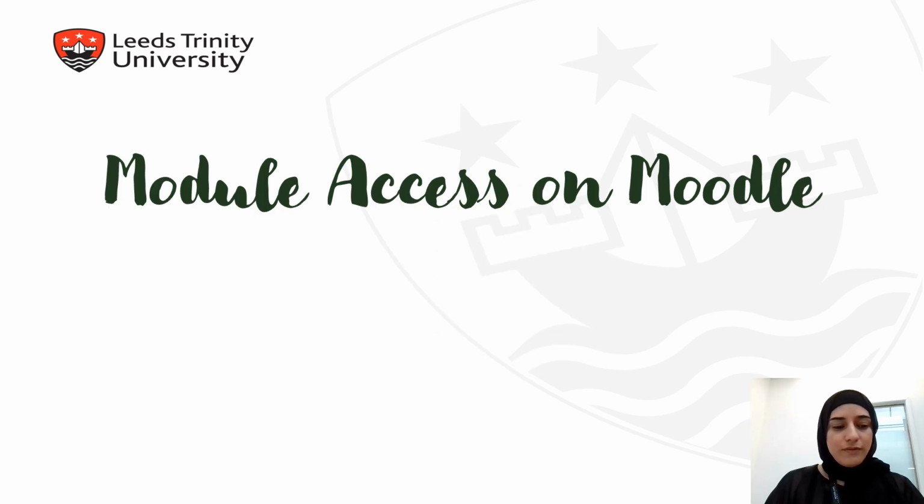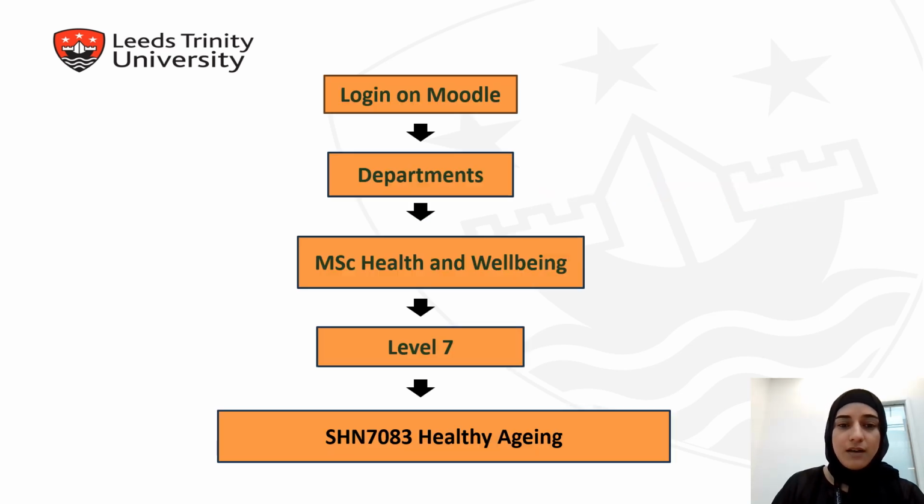So moving forward, I just want to let you know how to access this module on Moodle. First of all, you have to log into your Moodle using your credentials, your email IDs and passwords. Then you have to click the option Departments from the top and then click MSc Health and Wellbeing. Then click Level 7 and scroll down to find the module Healthy Aging with code 7083.